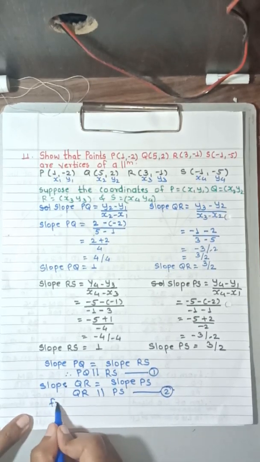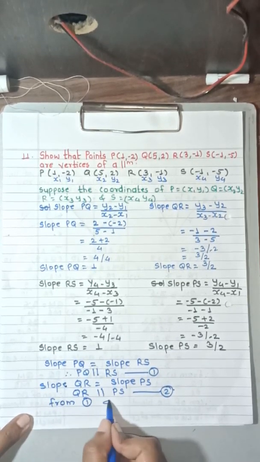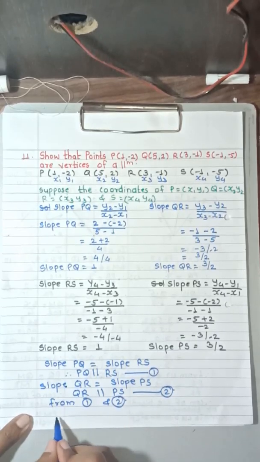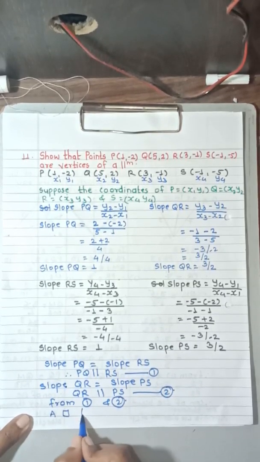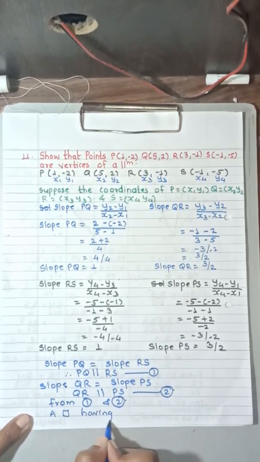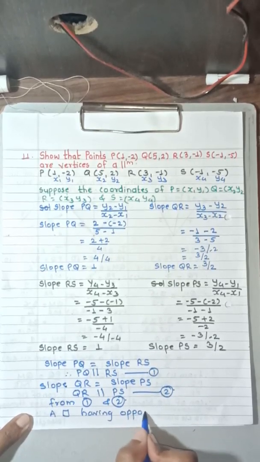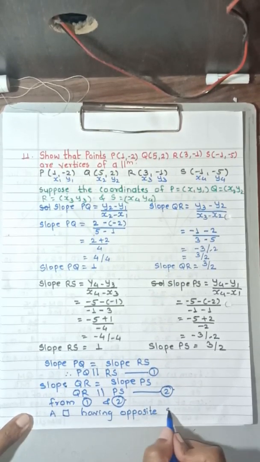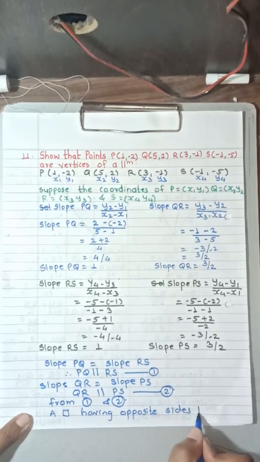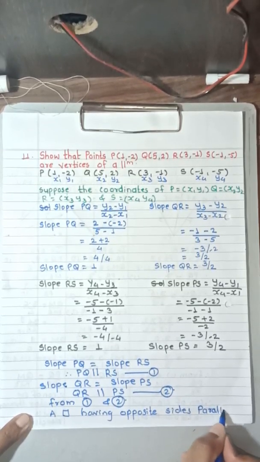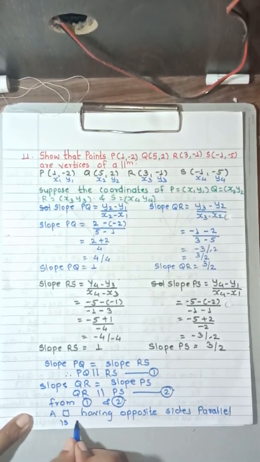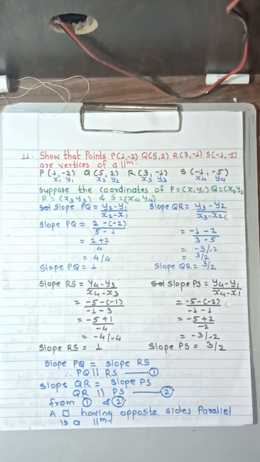Therefore from 1 and 2 you can say that a quadrilateral having opposite sides parallel is a parallelogram. Okay, it's a parallelogram.